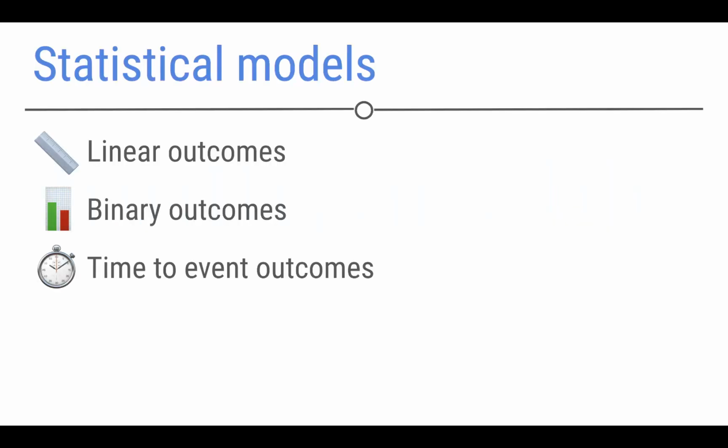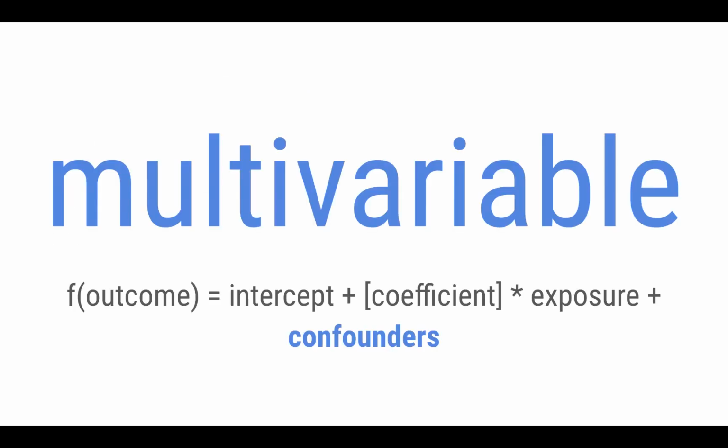Okay, so for the following sections, we're going to be discussing 3 types of statistical models. Statistical models that you fit when you have a linear or continuous outcome. Statistical models that you fit when you have a binary outcome. So this means a categorical outcome with just 2 levels. And statistical models that you fit when you have a time to event outcome.